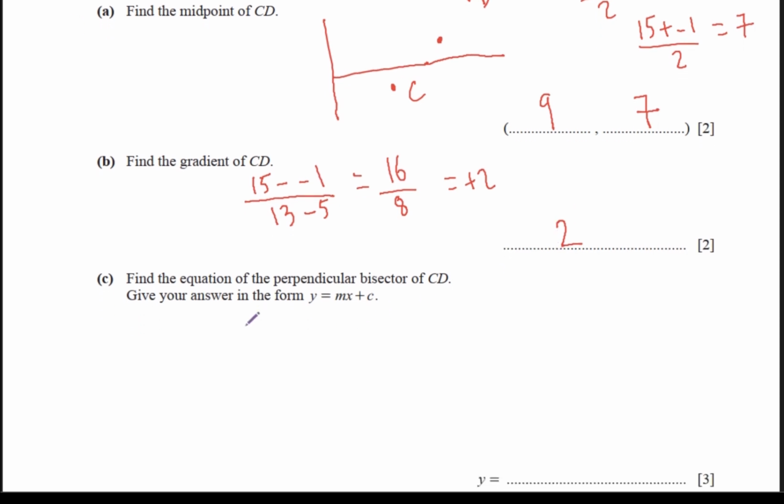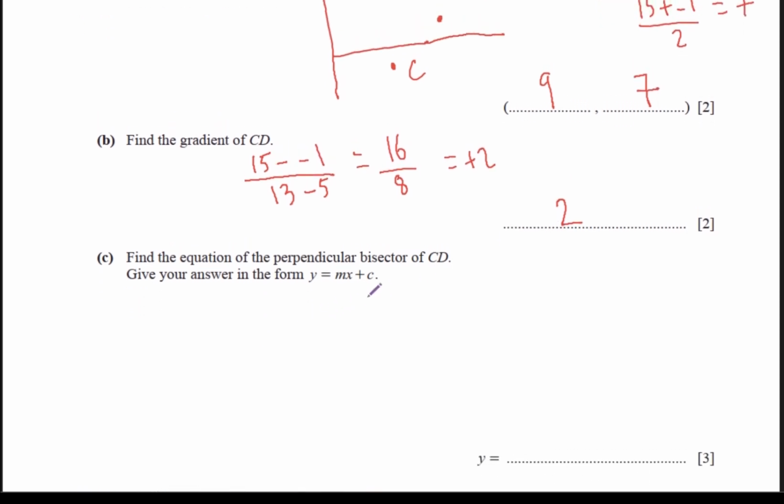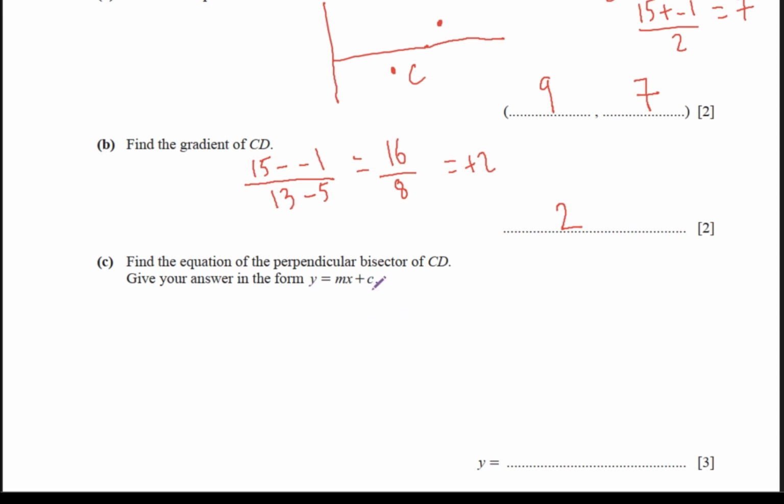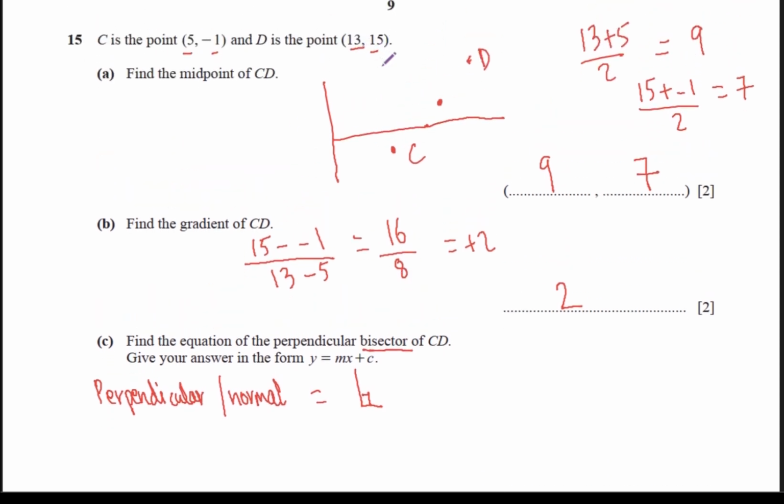That's pretty easy. Find the equation of the perpendicular bisector of CD. Give your answer in the form y is equal to mx plus c. So, perpendicular bisector. If you ever see the word perpendicular, or if you see the word normal, they both mean the exact same thing. This all means at a right angle. And a bisector just means to cut in half. Well, we did find the midpoint over here, so maybe that's going to help us in this question.